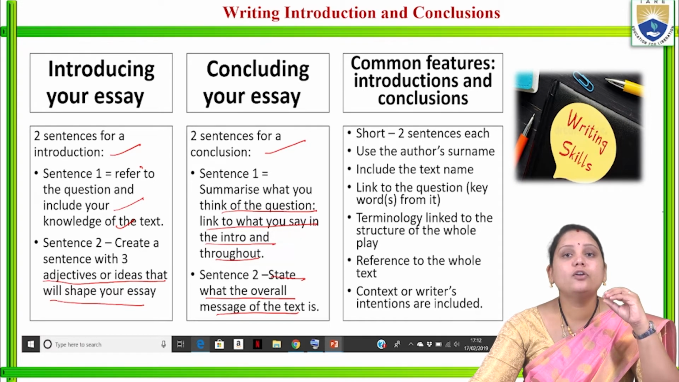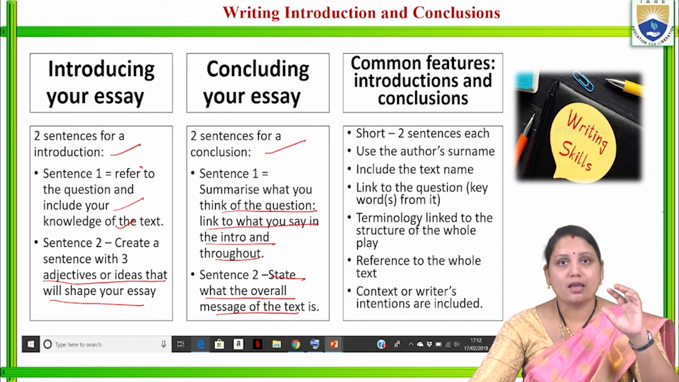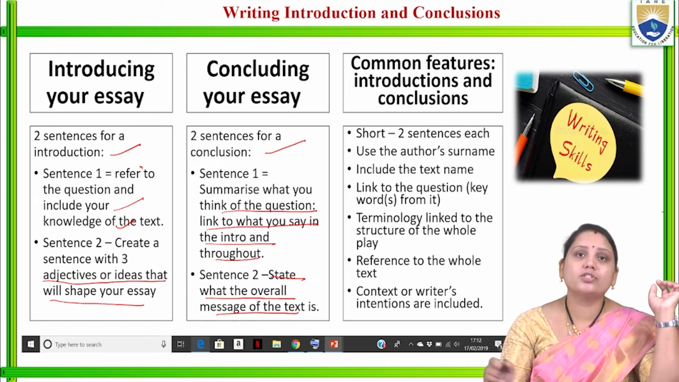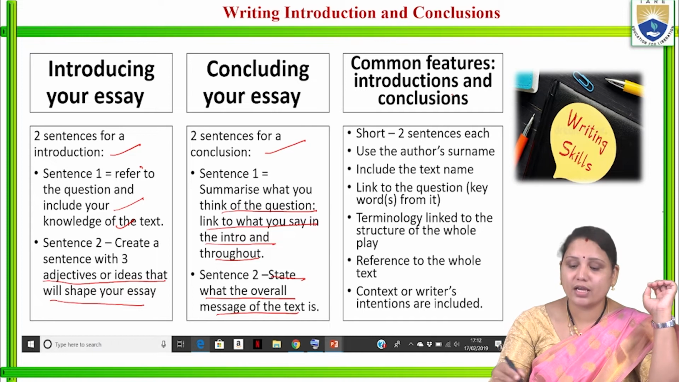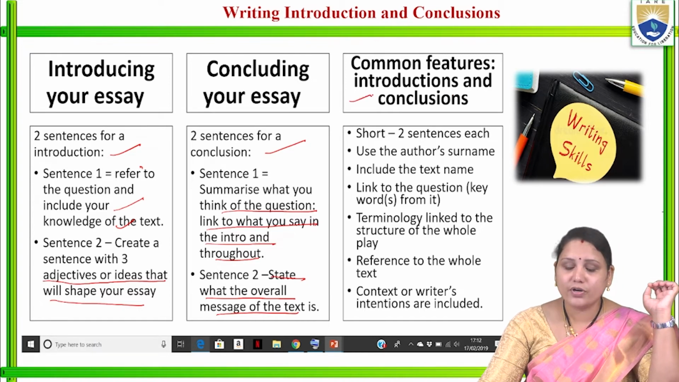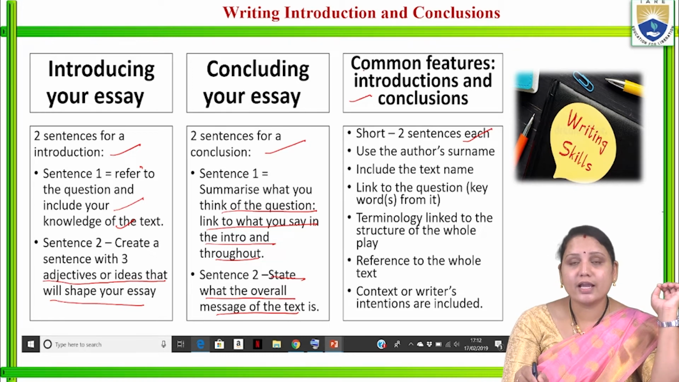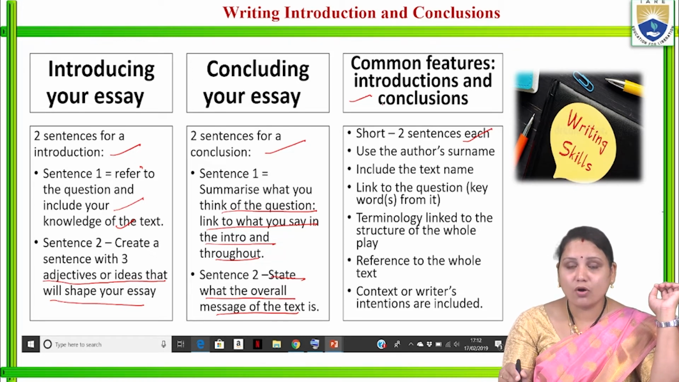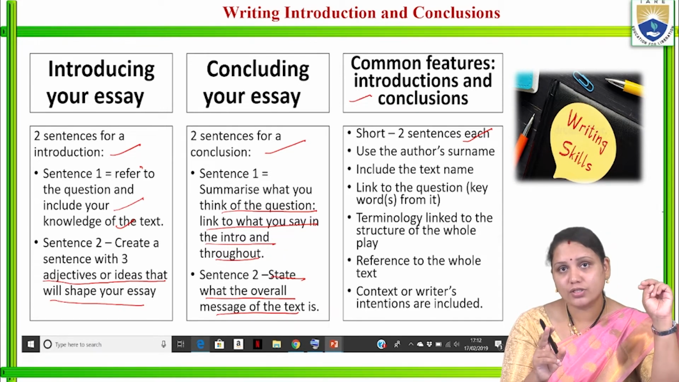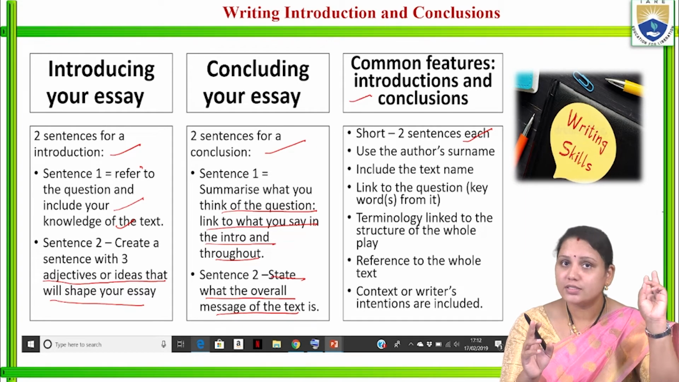proper criteria to address an essay, as introduction or the conclusion. Next, common features. What are the common features for introductions and conclusions? First one, short, 2 sentences each. This criteria is mainly for essay. So, here we are confining it to 2 sentences each. That is, introduction and the conclusion we are taking up with 2 sentences.